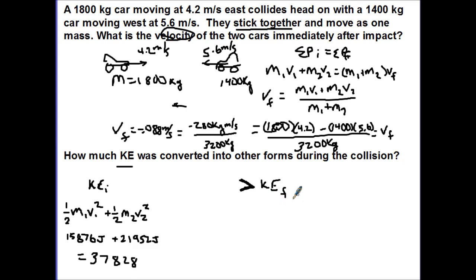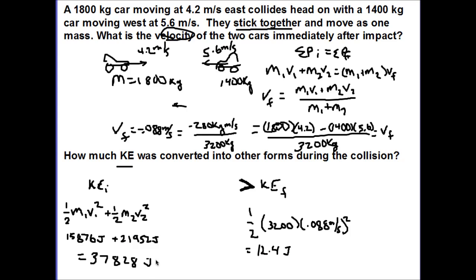Now, after the collision, what we have is both masses combined. So that would be 1/2, 3,200 kilograms is the total mass. And they're moving at a very slow speed right after the collision, 0.088 meters per second. And so when we take a look at that value for the final kinetic energy, we get only about 12 joules, maybe about 12.4 joules. So most of that energy is gone.